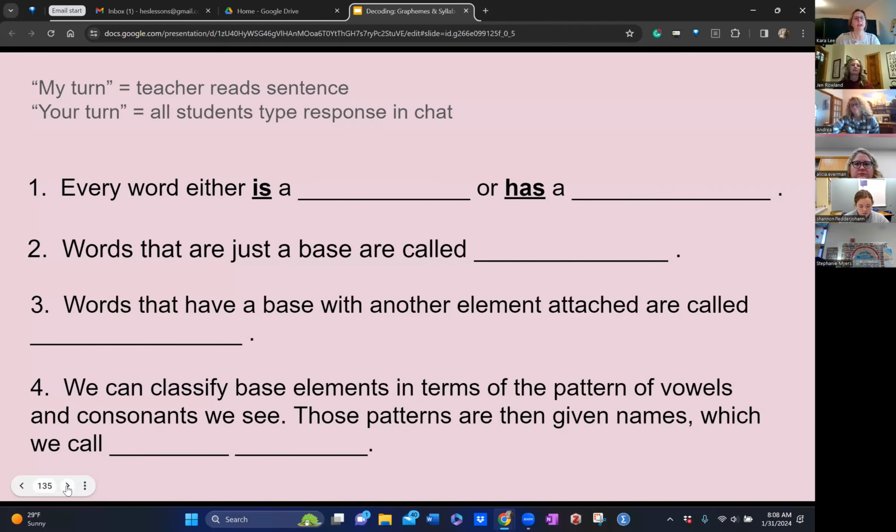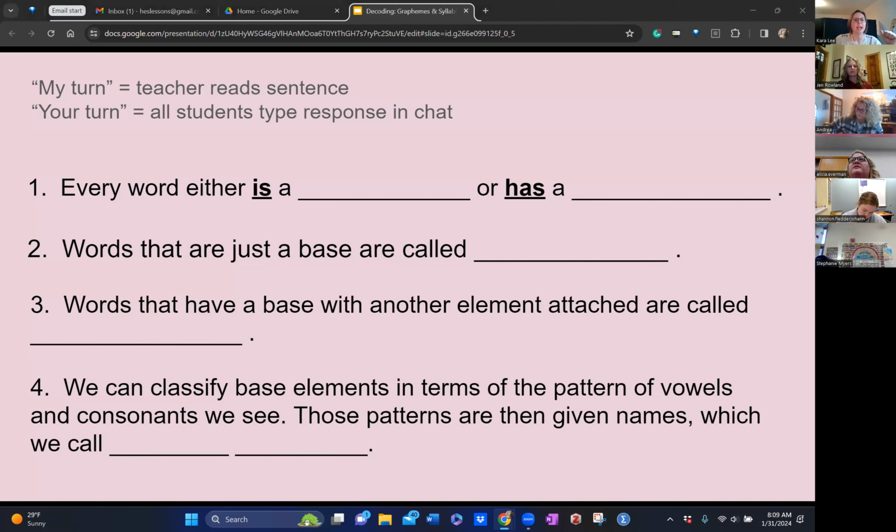Okay. Number 1, every word either is a blank or has a blank. Think about that. I'm going to give you a hint. It's the same word in both blanks. So when I tell you, you're going to type one word into the chat, and it's going to be the word that goes in both blanks. Okay, your turn. I lost the chat completely. Okay, there it is. Base. Excellent job, guys. Thank you, everyone.